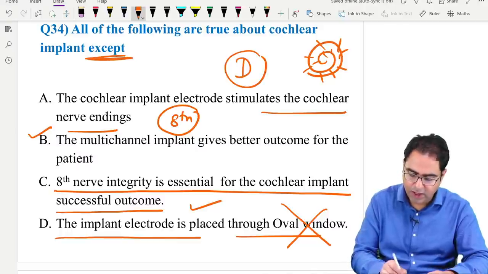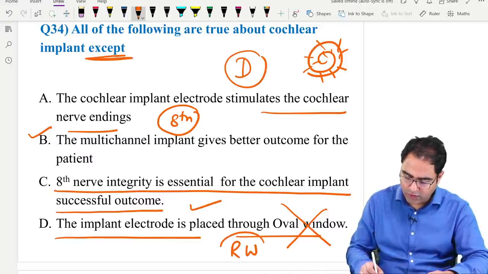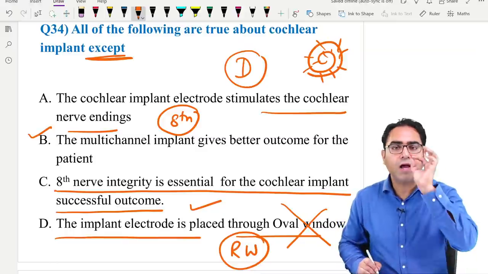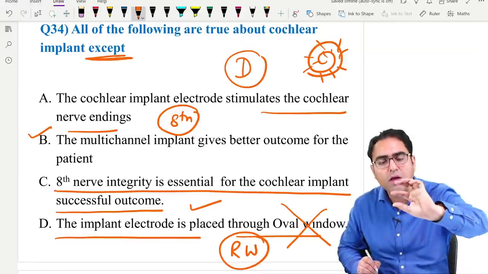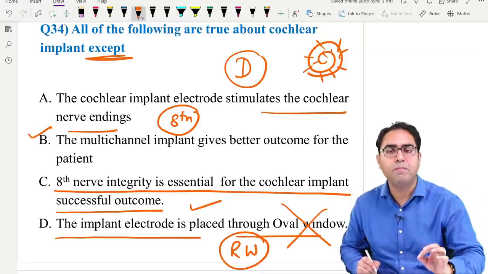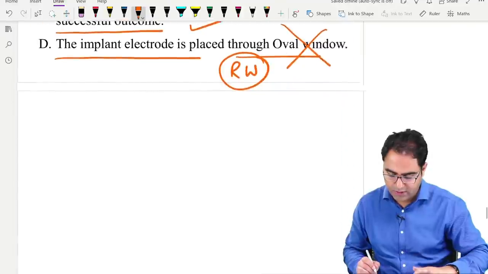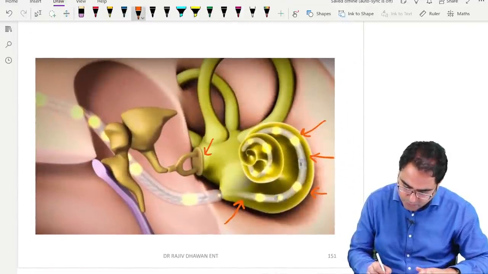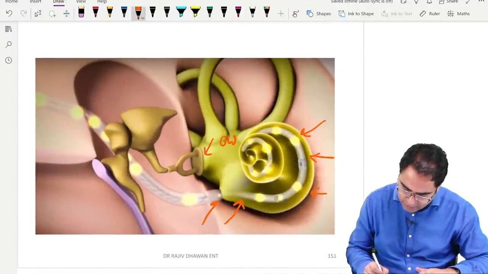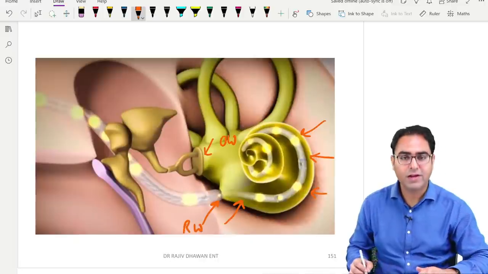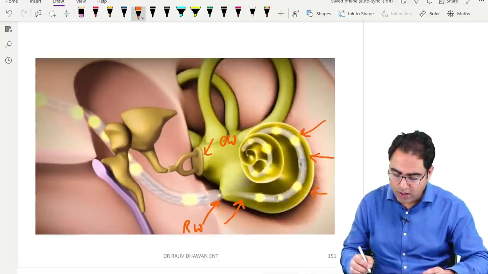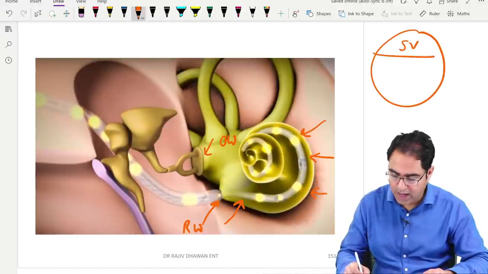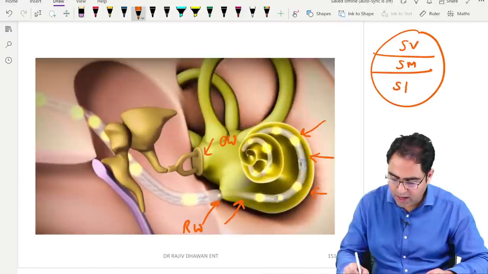He's saying except, so D. It's not the oval window. It's the round window. The oval window is blocked by what? The footplate of the stapes. I cannot put the implant through the oval window. I have to put the implant electrode through the round window, beta. Can you see, beta, over here? What is this window? Oval window. What is this window? Round window, beta. Cochlea has three parts, beta. Scala vestibuli, scala media, scala tympani.